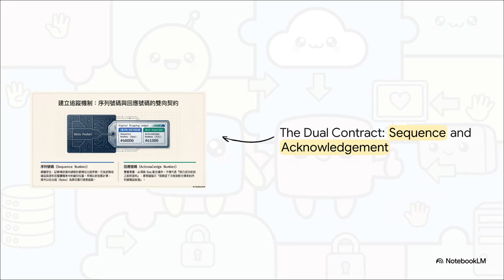On one side, we have the sequence number. Now, this doesn't just count packets. It pinpoints the exact, precise bytes being sent in the overall file. And on the other side is the acknowledgement number, or the ACK. This basically acts as our return receipt. It explicitly tells the sender, hey, I got this, and here's the exact next byte I'm expecting from you.